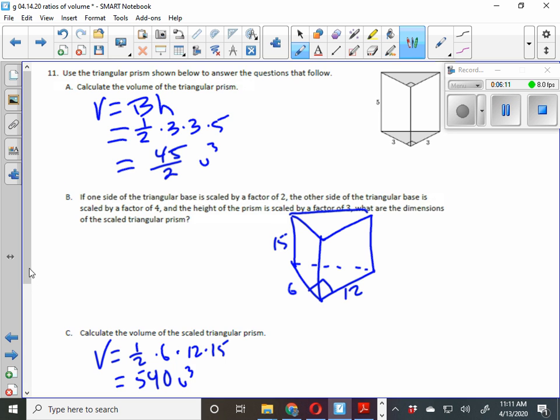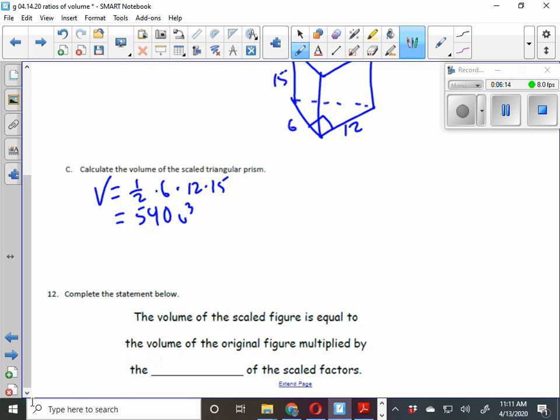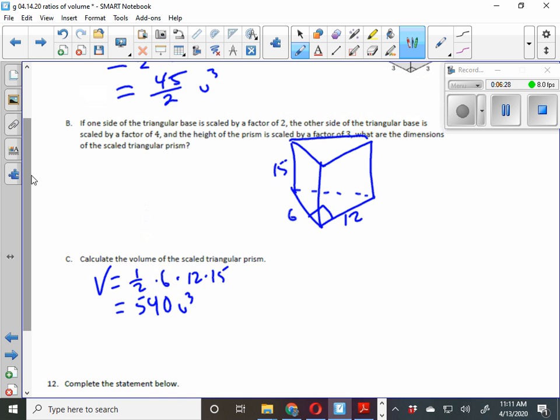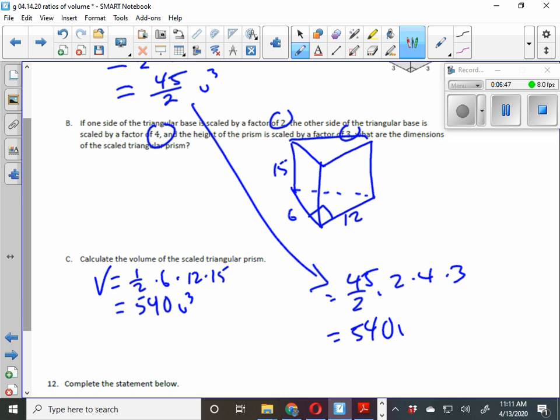All right. The next question here says, complete the statement. The volume of the scaled figure is equal to the volume of the original figure multiplied by something. Now, my conjecture is here that if I take 45 halves and I multiply them by all those scale factors, 2 times 4 times 3, that I will end up with 540 units cubed. Check that out, make sure I'm right.